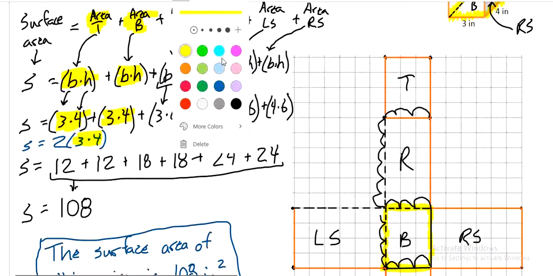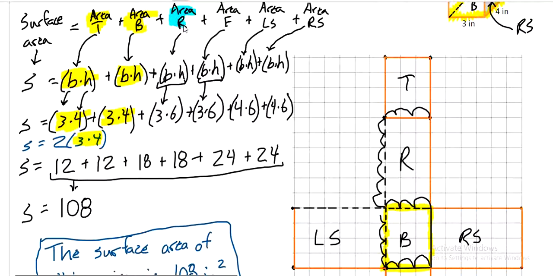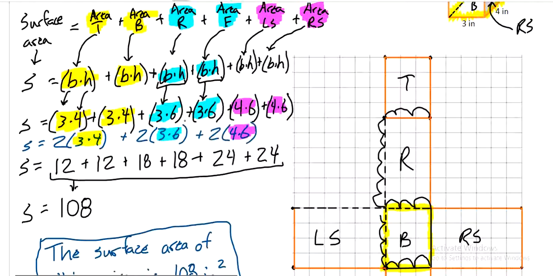And we see that with the other ones also. We see that with the area of the rear side and the front side. It was again b times h, which is also length times height, and we had the same numbers. So we could have shortened this up by putting plus 2 multiplied by 3 multiplied by 6. Same deal in the back: we had 4 multiplied by 6. So the left side was the same as the front side, same dimensions. So this formula here could have been shortened up.